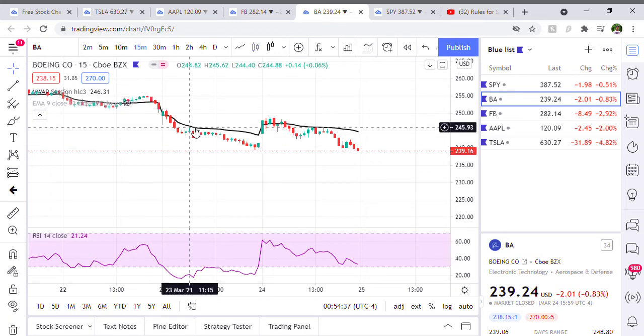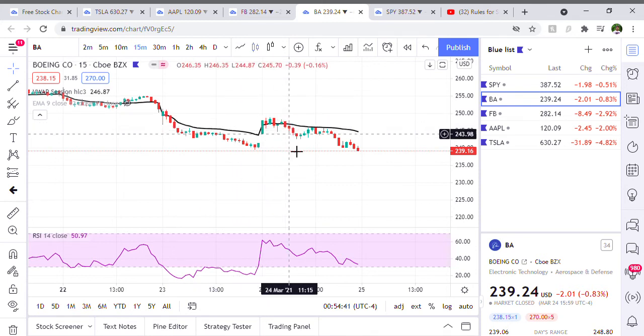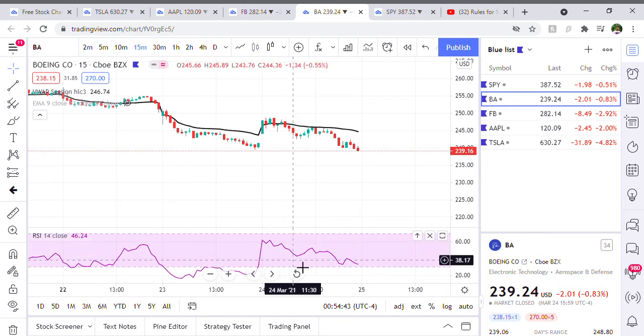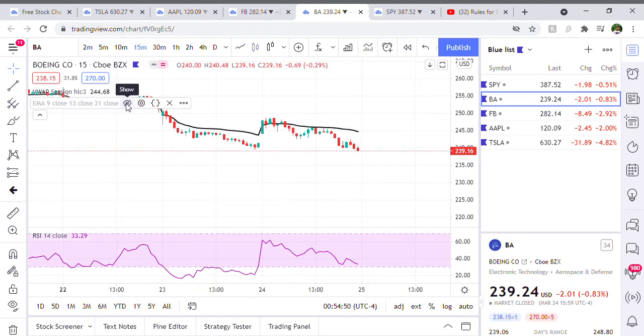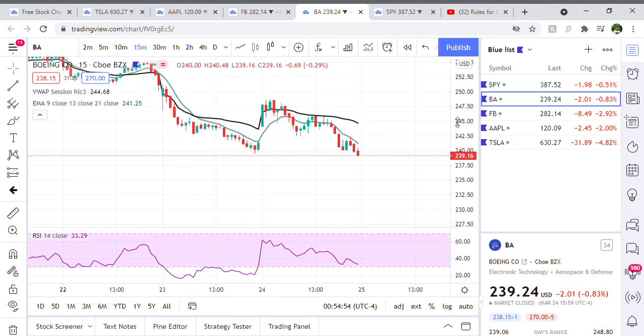Still, let us analyze. Ignoring that fact, let us quickly analyze this. What do we have on the RSI? RSI is falling downward. This full candle is below the VWAP. Let me switch on my 9 EMA. Let me increase the size of the candles.